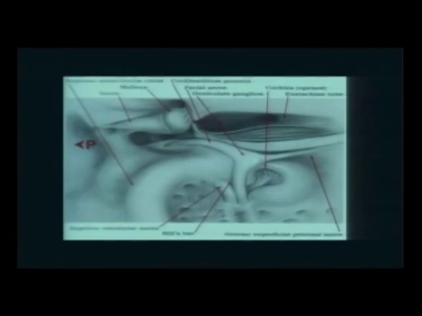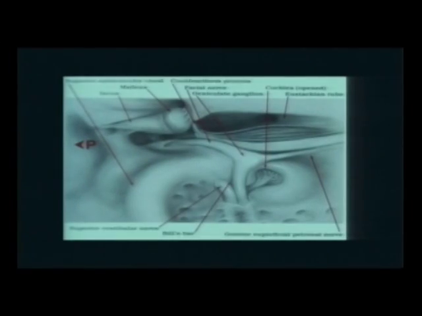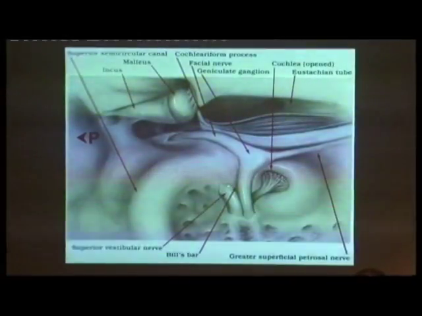Okay? Now, I'm going to shift, and this is the last few slides. We're going to look from above the temporal bone, not from the lateral aspect of the temporal bone, but from above. So if you look from above, this is a picture from Ralph Nelson's manual. See the greater superficial petrosal nerve, you see the geniculate ganglion, you see the tympanic and you see the labyrinthine segment, and coming out from the internal auditory canal, and here's the superior vestibular nerve with the Bill's bar right there. And this is a left ear.